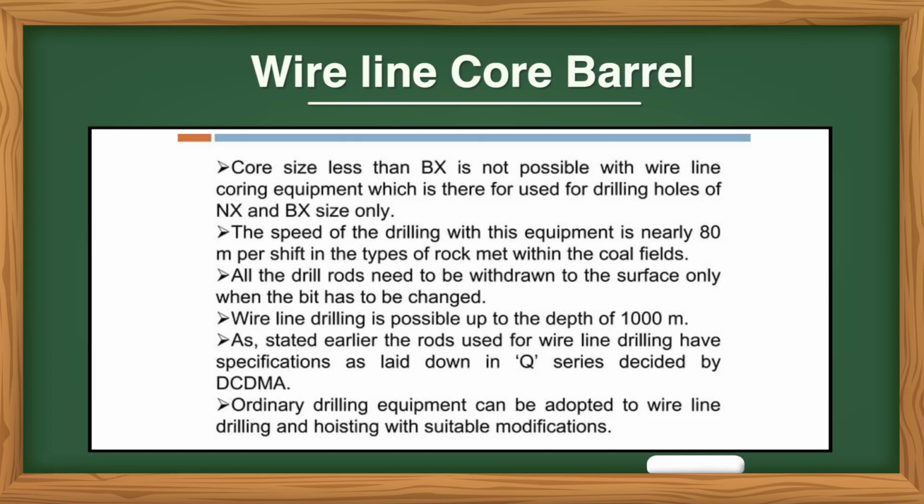All the drill rods need to be withdrawn to the surface only when the bit has to be changed. Wireline drilling is possible up to the depth of 1000 meters. As stated earlier, the rods used for wireline drilling have specifications as laid down in the Q series decided by DCDMA. Ordinary drilling equipment can be adapted to wireline drilling and hoisting with suitable modification.